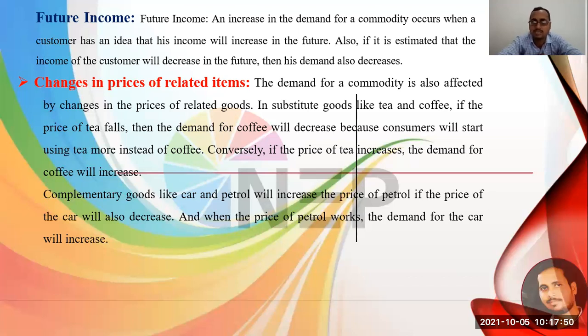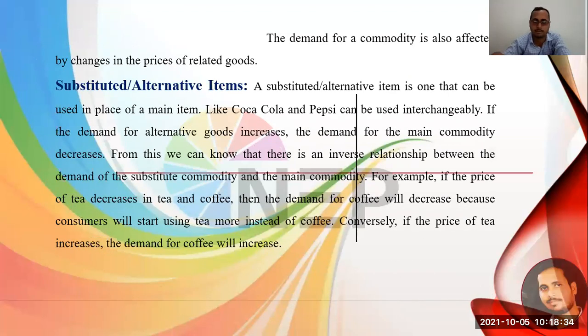So here, students, if the price of petrol increases, the price of the car will also decrease. Another way, when the price of petrol goes up, the demand for the car will decrease. If the price of petrol decreases, people are able to afford more cars. So due to a decrease in the price of one complementary commodity, the demand for the other complementary commodity increases. And if the price of a complementary product increases, then the demand for the other complementary product decreases. So these are examples of this kind of commodity.